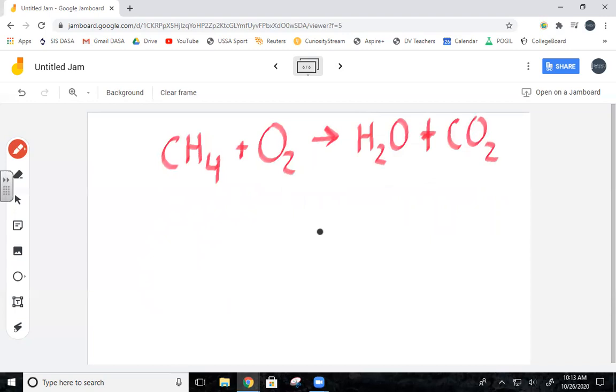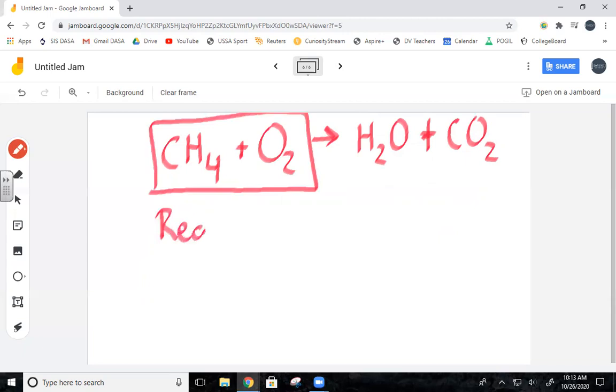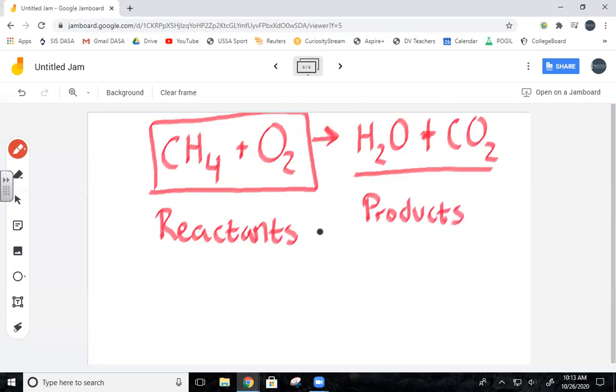On the left side, we have what are called the reactants. On the right side, we have the products. When the reactants react, they produce things. Pretty straightforward. So reactants are going to products.